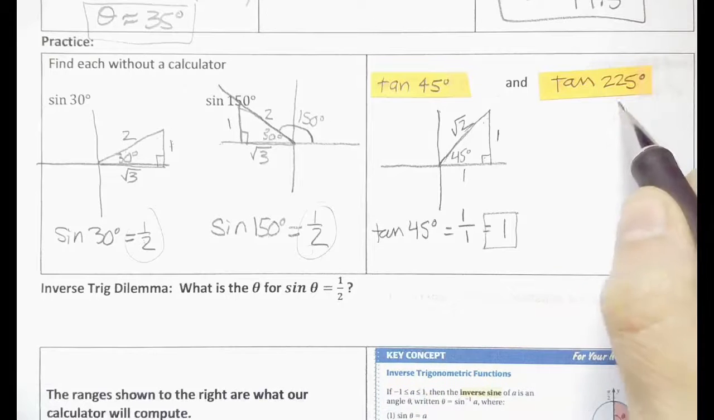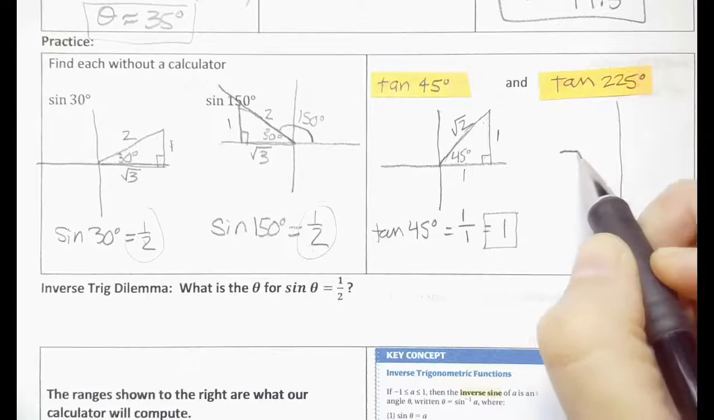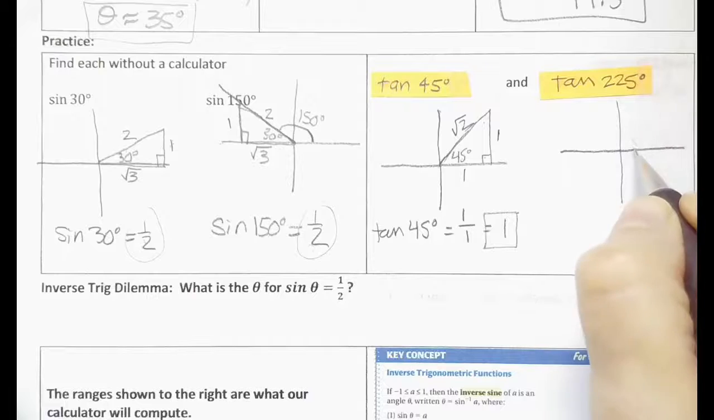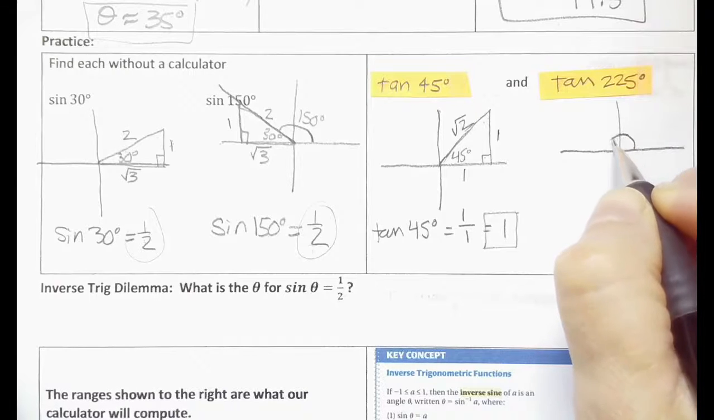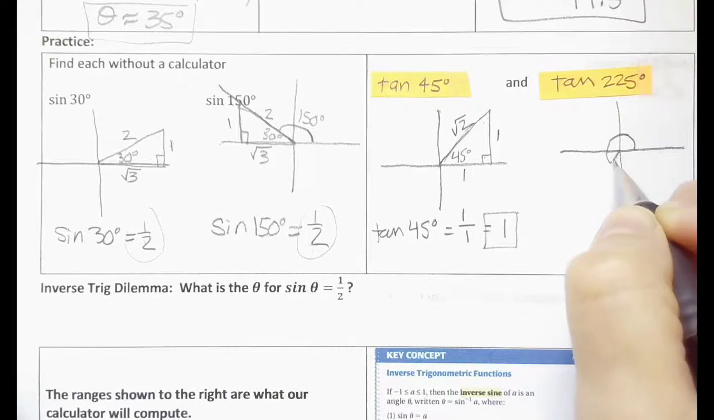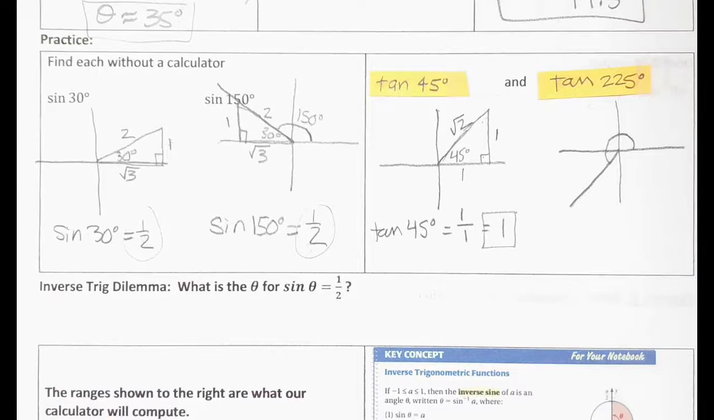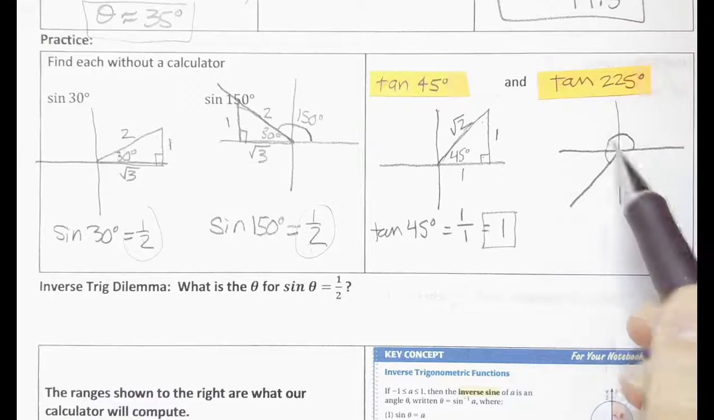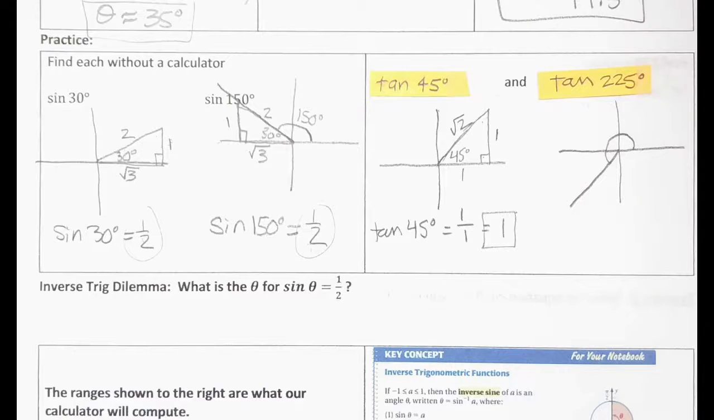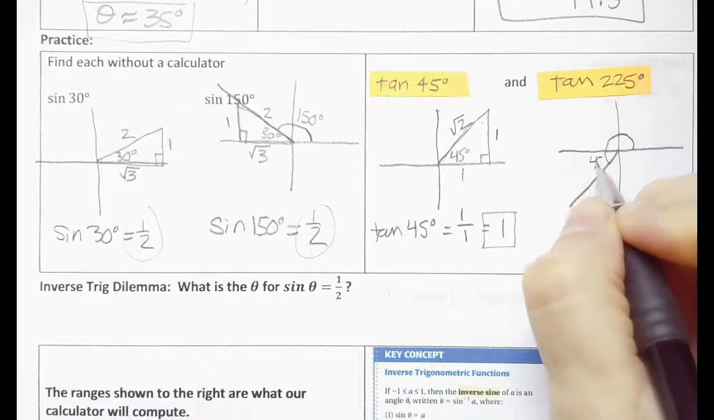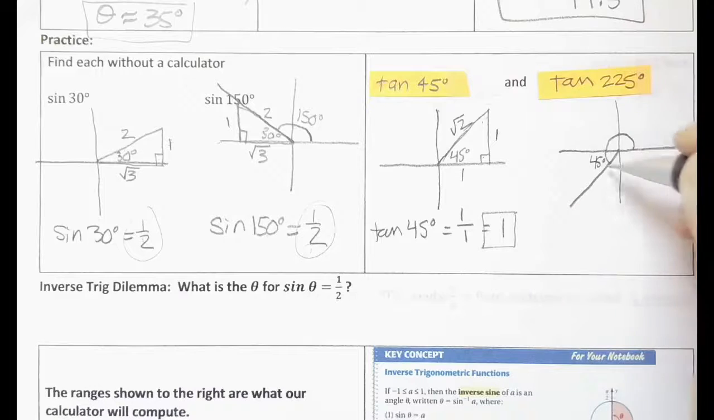So what happens if you do 225 degrees? That's going to rotate past 90, past 180. It goes down into quadrant 3, and if you wanted to figure out how far past, you just take 225 and subtract away the 180 degrees, and you get 45 degrees right here. So that's a 45 degree angle.